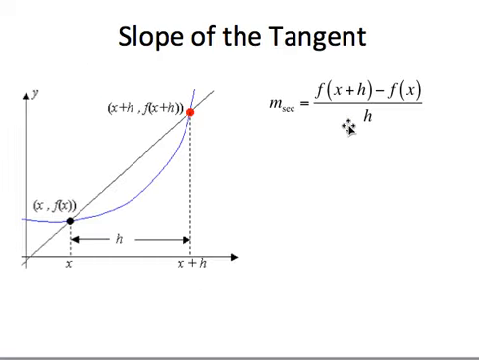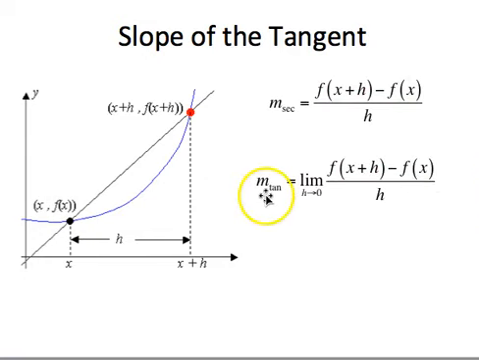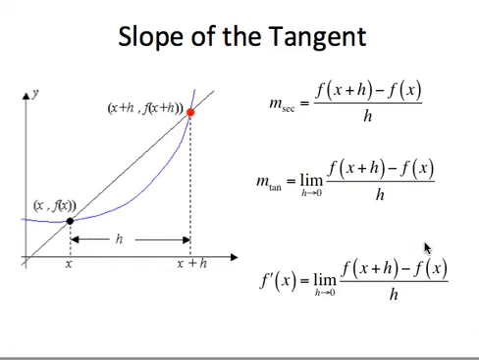So we're going to shrink h to 0 for our slope of the secant. So to get the slope of the tangent, we start with the slope of the secant, f of x plus h minus f of x over h. But to get the slope of the tangent, we're going to take the limit as h goes to 0, shrink that. So this might be the next secant, this might be the next secant. As h gets smaller and smaller, eventually that will start to look like the slope of the tangent. So the slope of the tangent is the limit as h goes to 0 of f of x plus h minus f of x over h. And that is our derivative function. That gives us the slope of the tangent at any point x.